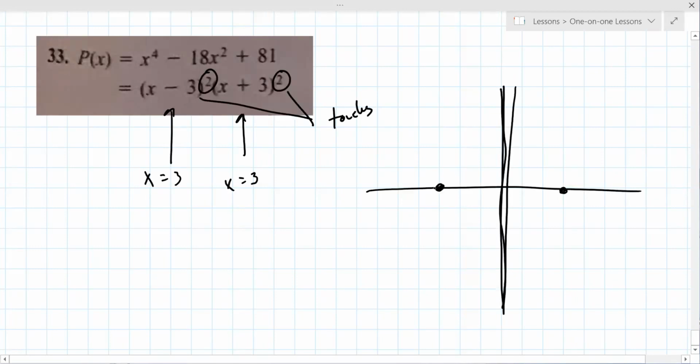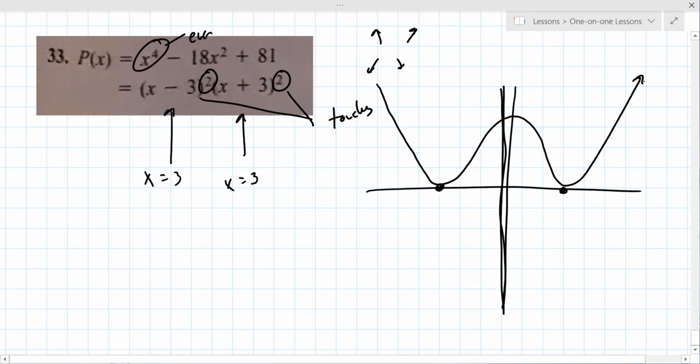We can do a lot to figure out exactly what this is, but the next thing to look at is the leading term. Because it's even, it either starts high and ends high, or starts low and ends low. So this one would be considered a W, because it starts high and ends high. We can also find where it crosses the y-axis. It's 0, 81.